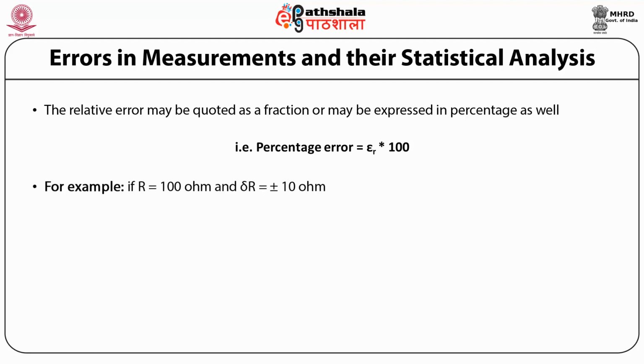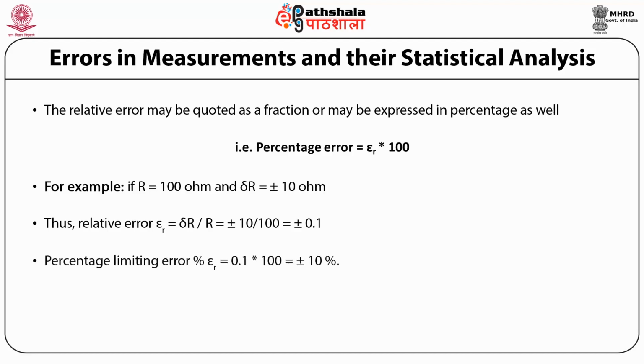For example, if R is equal to 100 ohms and delta R is equal to plus minus 10 ohms, thus relative error epsilon R is equal to delta R by R, which is plus minus 10 by 100, equal to plus minus 0.1. Therefore, the percentage limiting error, that is percentage epsilon R, is given by 0.1 multiplied by 100, which is plus minus 10%.